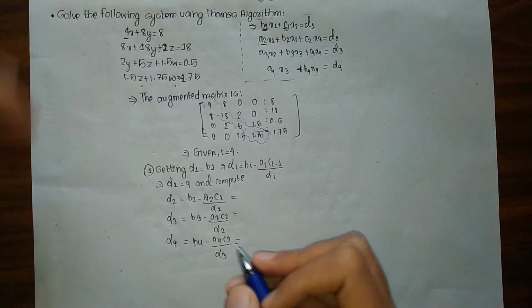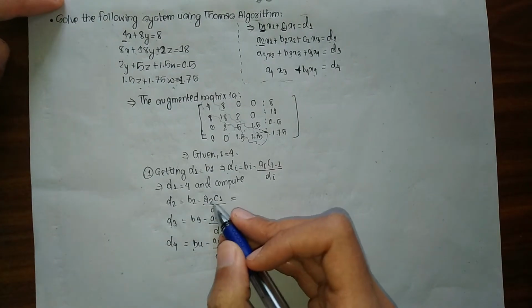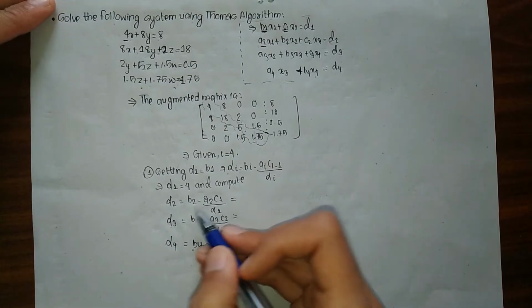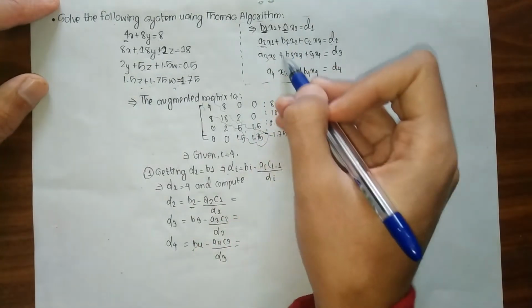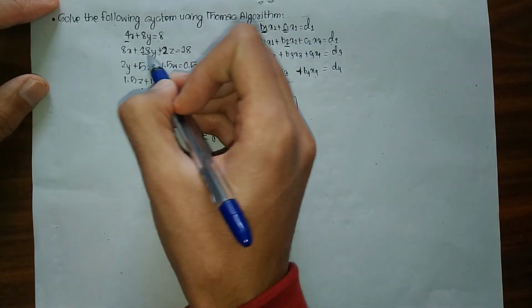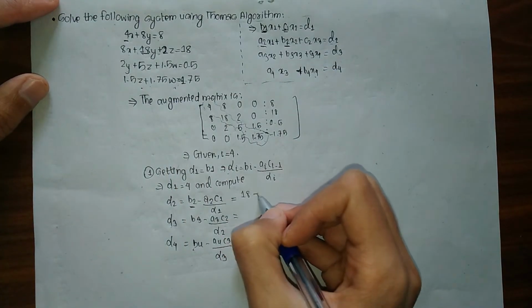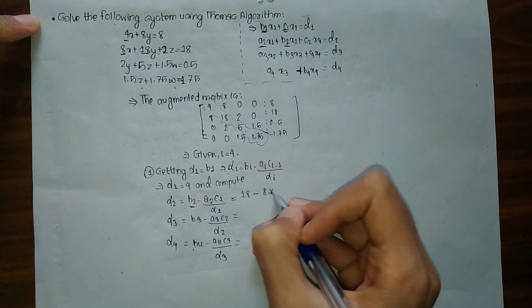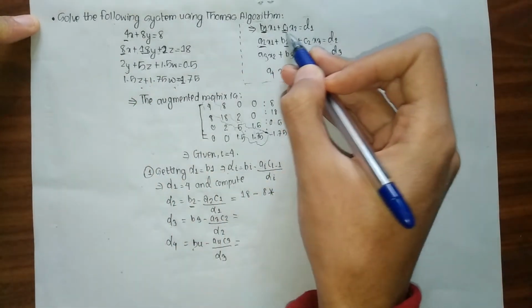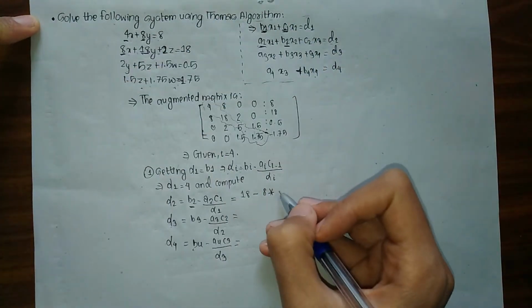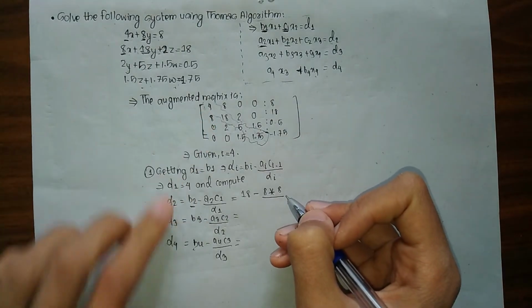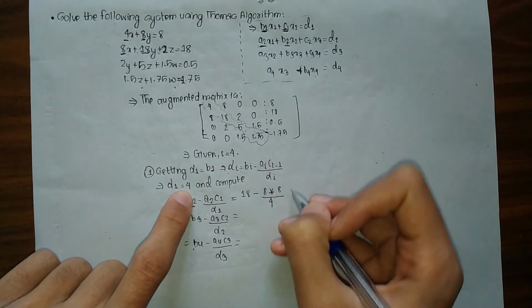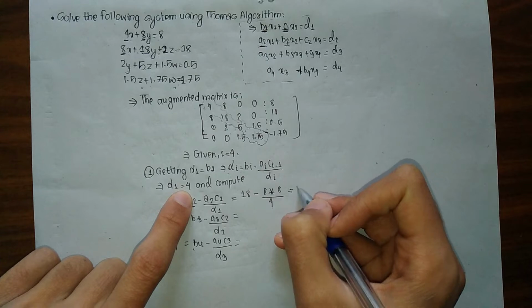So let me write down all the values of b2, b3, b4 and the others from over here. As you can see here, b2 is over here, which is 18. So let me simply write 18 minus a2, which is 8, into c1. What is c1? c1 is over here, c1 is 8 divided by alpha 1. Alpha 1 we have calculated over here. So if we solve this, I'll get 2.